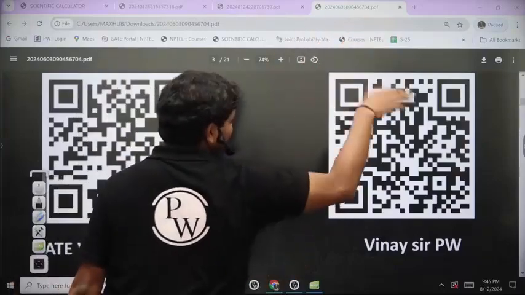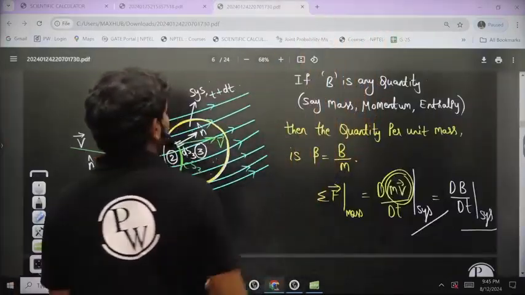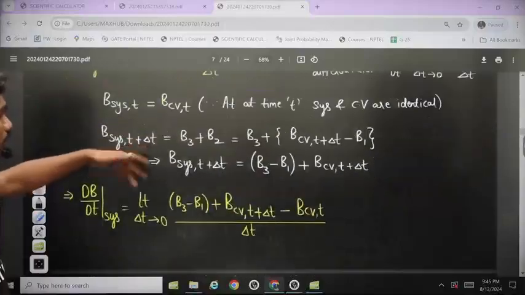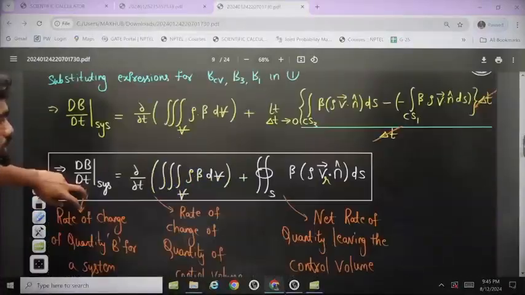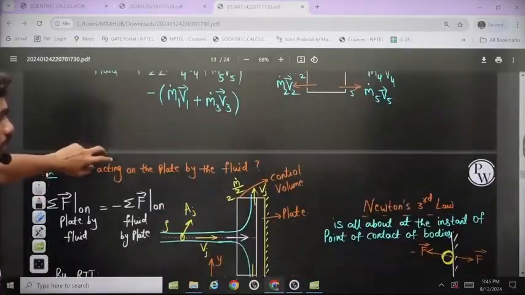So I hope you all have scanned this. I'm deleting this. Normally in my fluid mechanics classes, control volume analysis, the Reynolds transport theorem derivation, and after this all these plates, all these things.